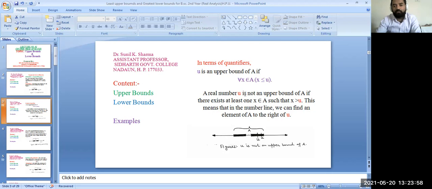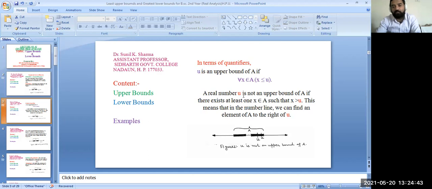A real number U is not an upper bound of A. Now, two questions arise. First, when do we say U is not an upper bound? And second, if there exists an upper bound of a non-empty set A, then how many upper bounds are there? So let us discuss both the queries one by one. If U is not an upper bound of a non-empty set A, then what we have to do? We have to find at least one element of the non-empty set A which is greater than U.